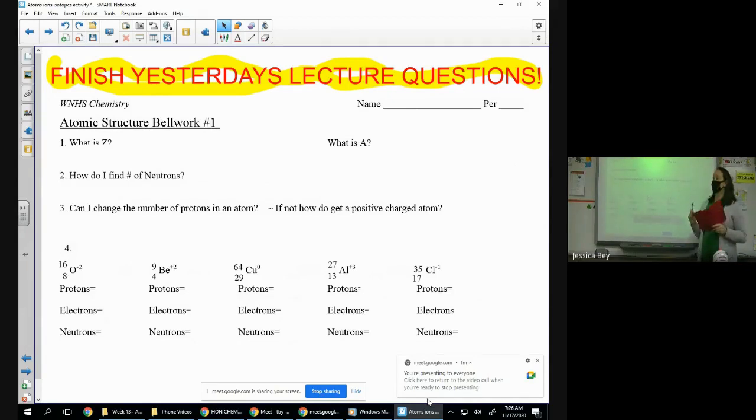But I would like for you to take a moment and say, what is Z? What is A? How do I find neutrons? Can you change the number of protons in an atom? If you cannot, how do we get a positive charge?